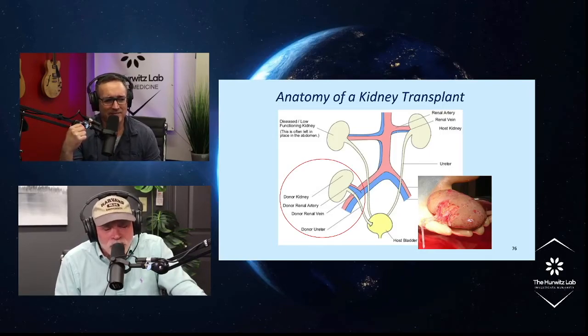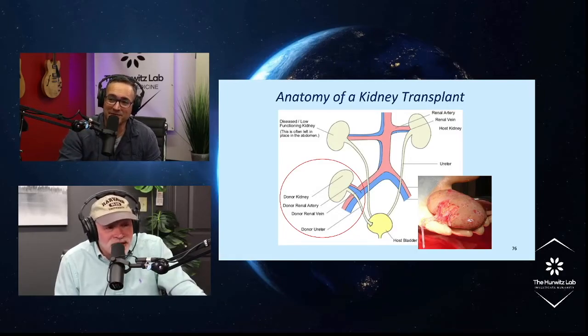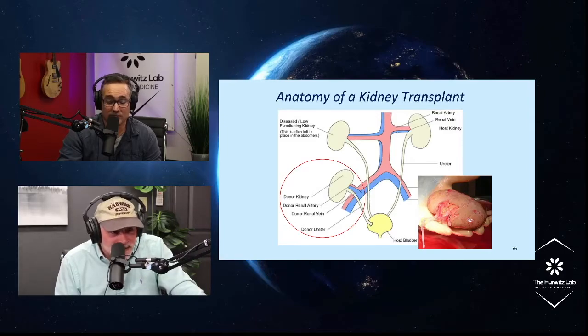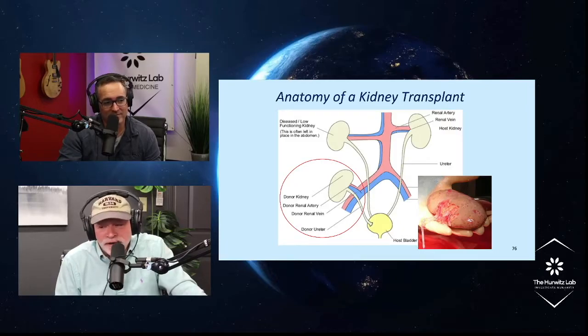Most of the time, people don't know this generally, but we leave the native kidneys in for 2 reasons. One, they're not easy to take out. Two, they might still have some residual function. You never know. And then we put the new kidney in the pelvic fossa, and sew it into the iliacs, and then run the ureter to the bladder.